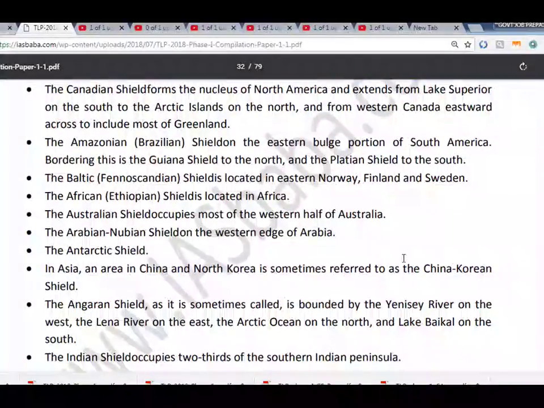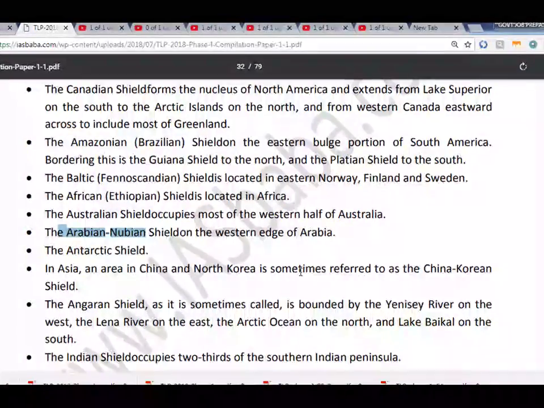The Australian Shield occupies most of the western half of Australia. The Arabian Nubian Shield is at the western edge of Arabia. The Antarctic Shield. In Asia, an area in China and North Korea is sometimes referred to as the China-Korean Shield.